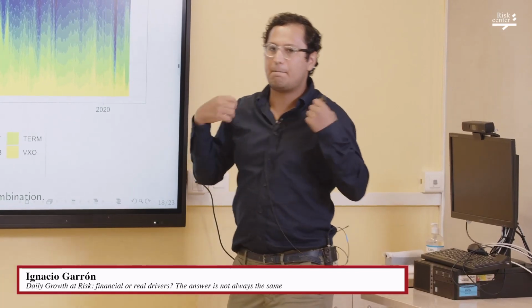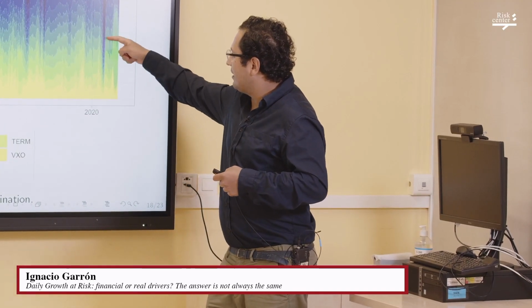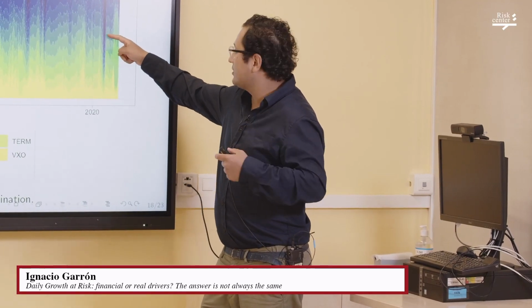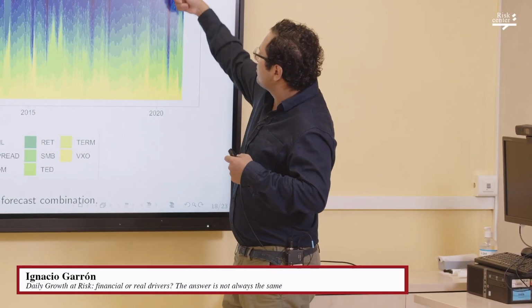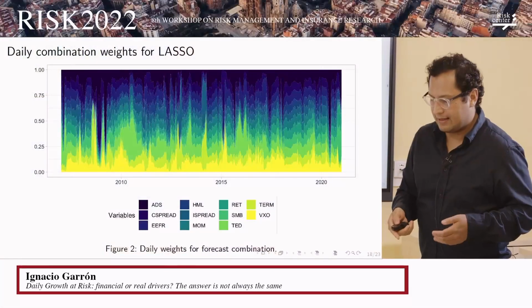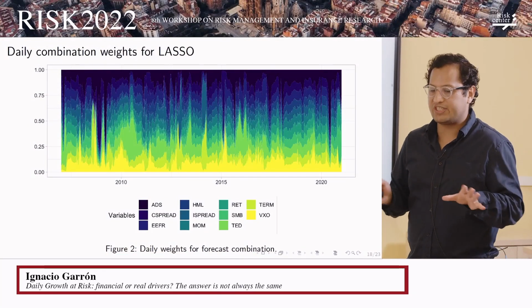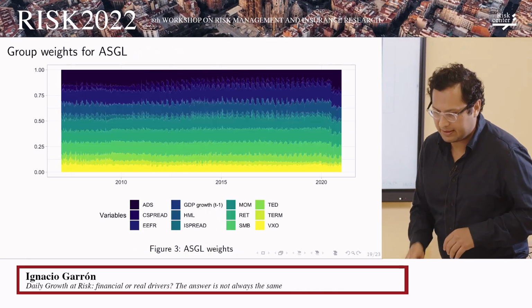It provides the best forecast. And as it has the lowest tick loss function, the share is really high, okay? So that's why we say that it depends on which crisis you look at, whether financial or real indicators matter.